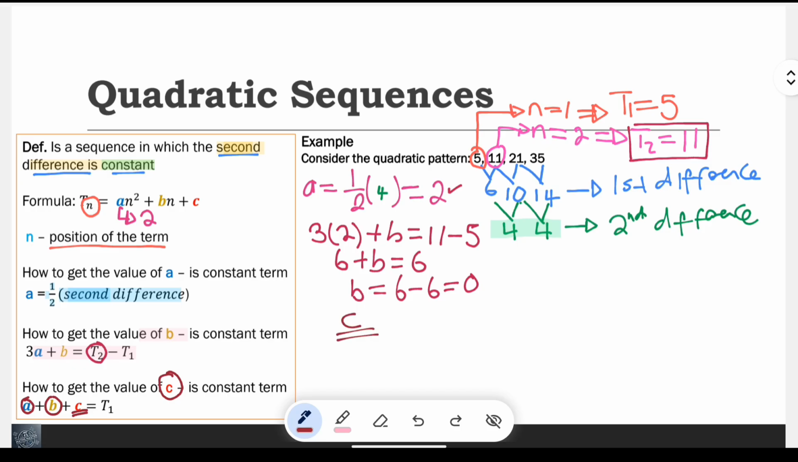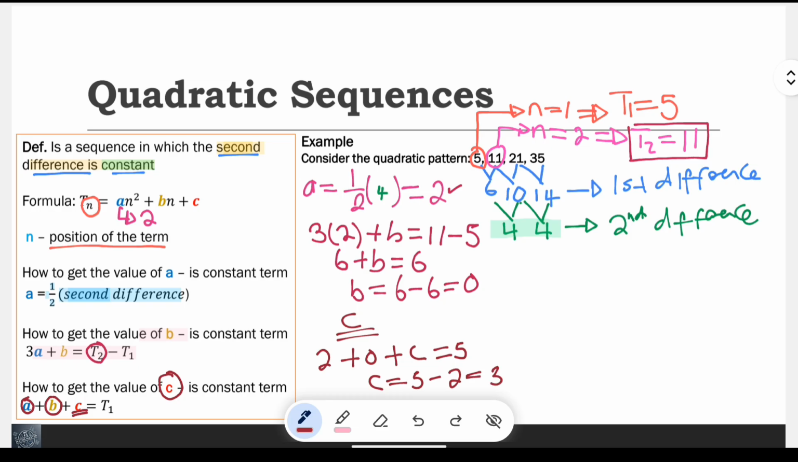So we're going to substitute. What is our a? Our a, we got it up there, which is 2. And we're going to say 2 plus b is 0, and then plus c, which is what we are looking for, which is equals to the first term. The first term is 5. So what will be our value of c? 2 plus 0, it's 2. And then we take 2 to the other side, and then we'll have 5 subtract 2, which is equals to 3. So this is how we get our values of a, b, and c.